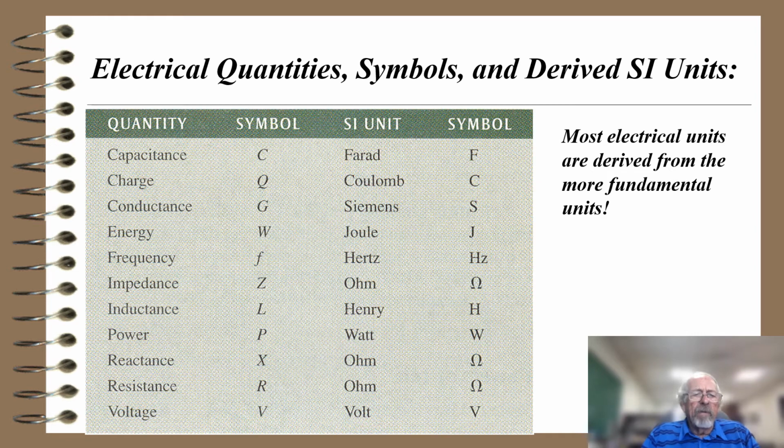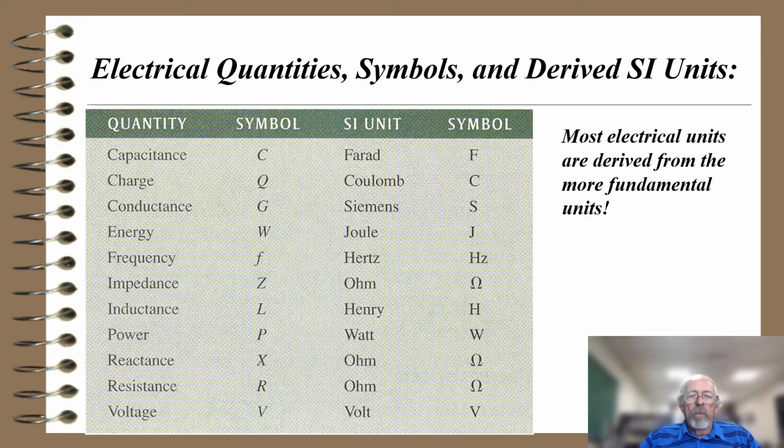So finally, here's a big, very busy chart of electrical quantities, symbols, and derived SI units. So most electrical units are derived from the more fundamental units. So for capacitance, we use the symbol C, and the SI unit is farad. The symbol is F, capital F. For charge, we use the symbol capital Q. The SI unit is coulomb, and the symbol is capital C. And of course, we just talked about current being a coulomb per second. For conductance, we use the symbol G. The SI unit is Siemens, and its capital S is the symbol.